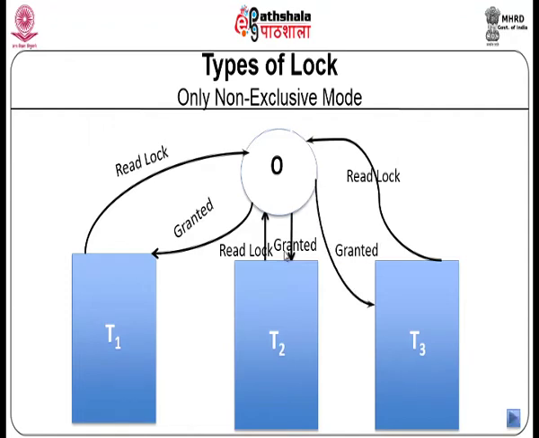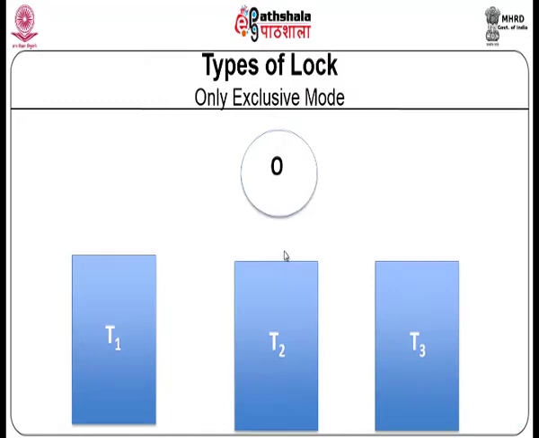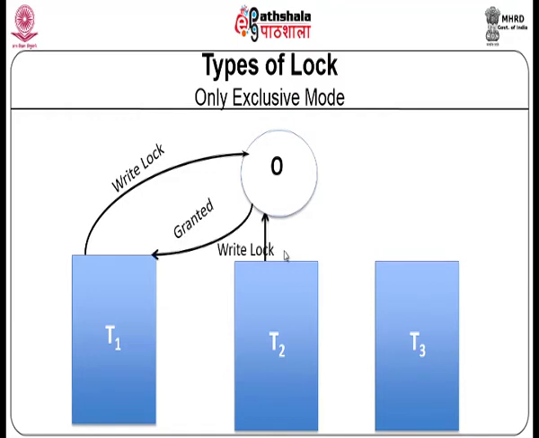This is what a non-exclusive lock is. So, any number of transactions can acquire the lock. For an exclusive mode lock, if transaction T1 has asked for a write lock, the first time it will be granted. If now transaction T2 is asking for a write lock, it will be asked to wait, and similarly if transaction T3 is asking for a write lock, it will be asked to wait.